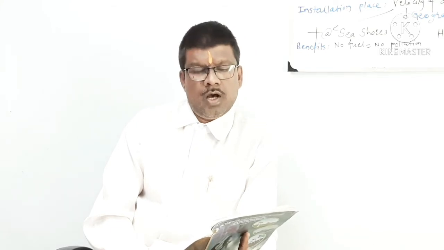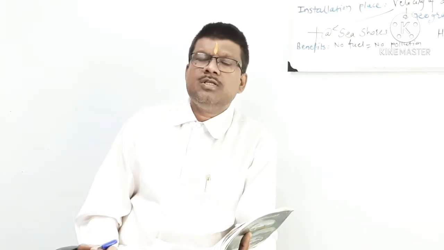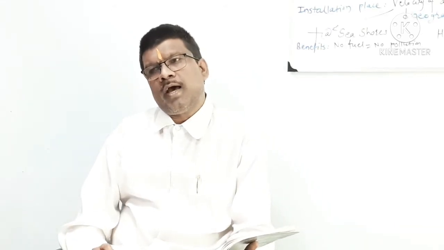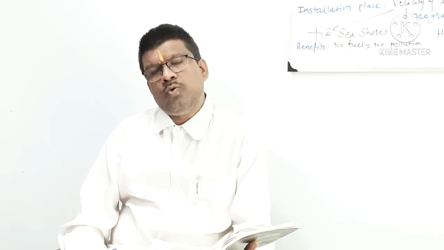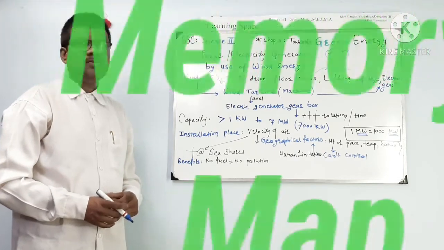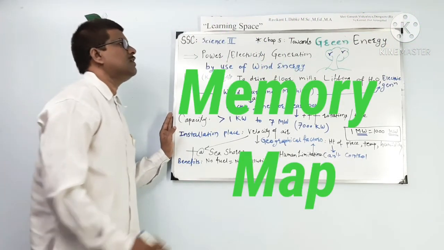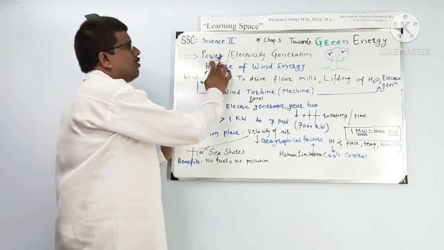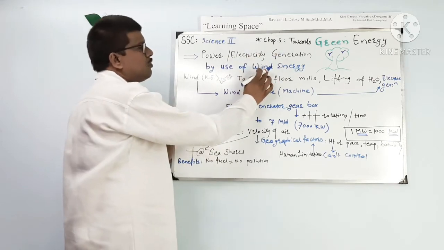In some next video, we will see how electric energy is produced by using solar energy, and if time permits, I will summarize this lecture with the help of a memory diagram so that you can do it in your exam as best as possible. And now we will summarize it. We will move towards the memory map of the towards green energy chapter, SSC State Board Part 2 Science. This is power or electricity generation by the use of wind energy.